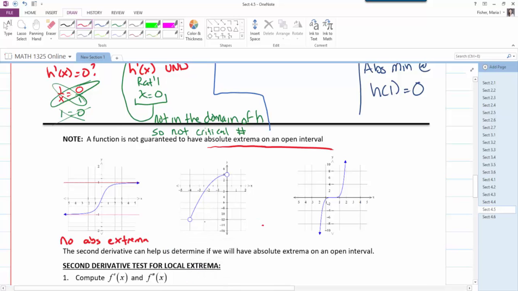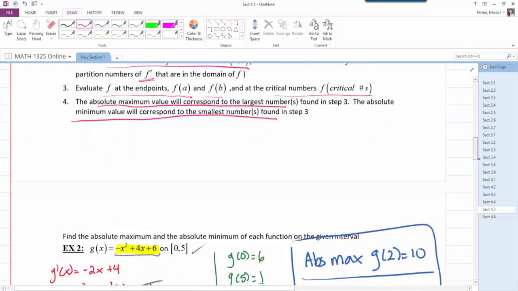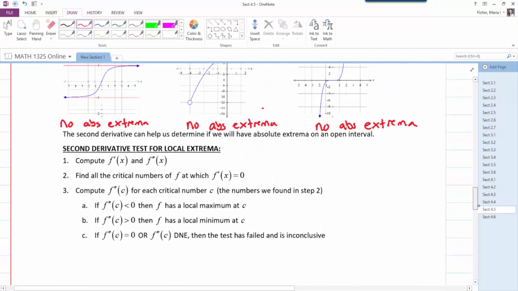Same thing here with our open points. We have no absolute extrema. And here again, no absolute extrema. So you are not guaranteed to have an absolute maximum and an absolute minimum on an open interval, but it's possible to sometimes have absolute mins or absolute maxes if they are the actual lowest point or highest point. So you're not guaranteed to have it, but it still can occur.